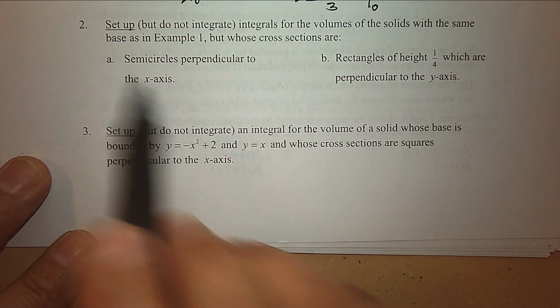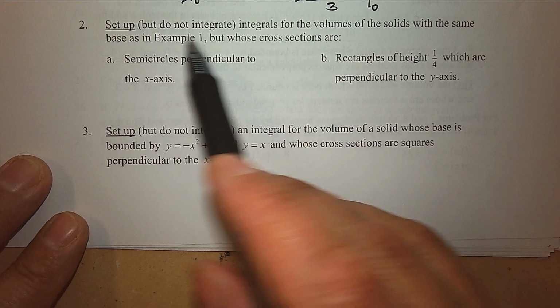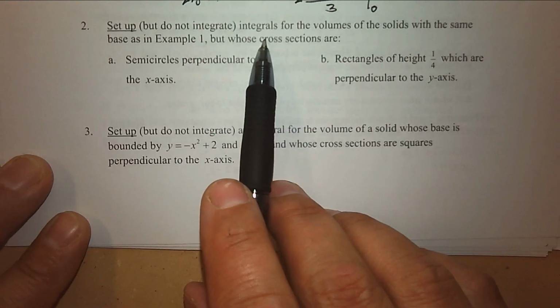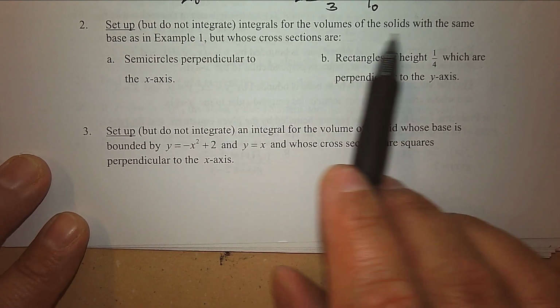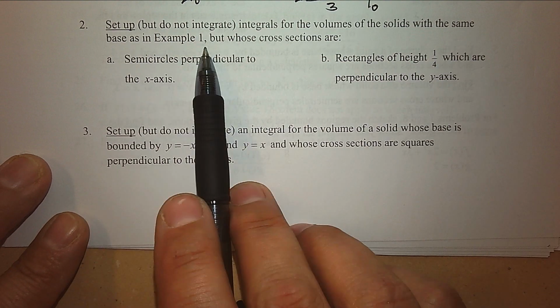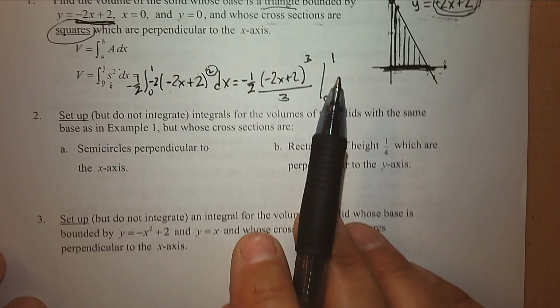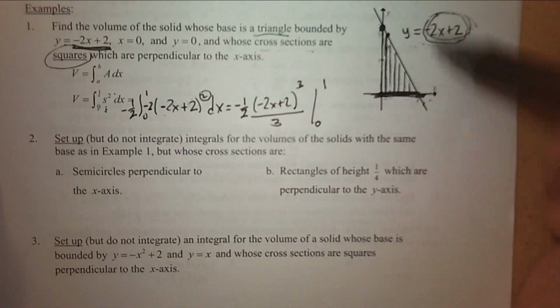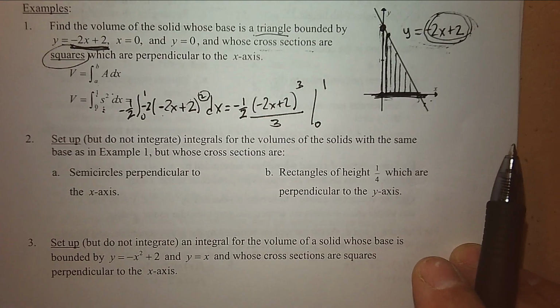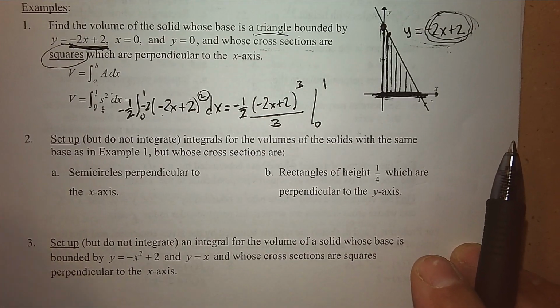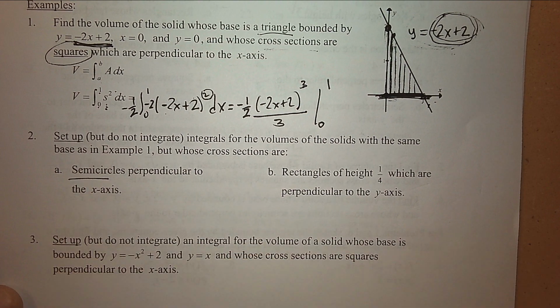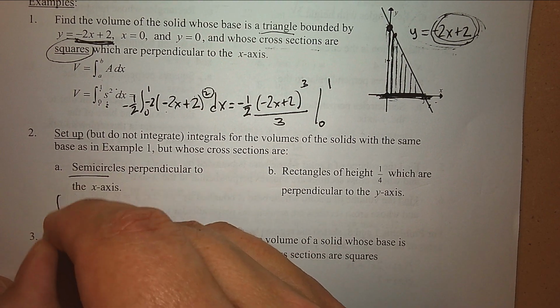Set up. Here we go. We're setting up, but we're not integrating this time. Integrals for the volumes of solids with the same base as in example 1. So in other words, we're going to use the same picture as in example 1, but we're not going to use squares. Now we're going to use other shapes. So what's this shape here? So again, we're integrating from where to where?